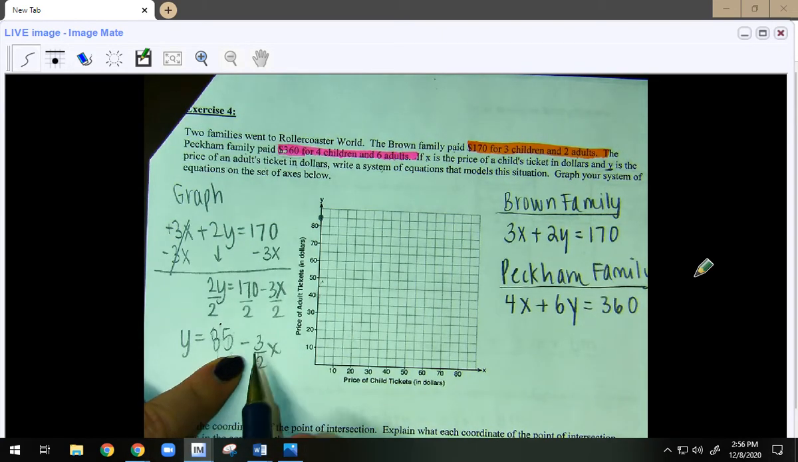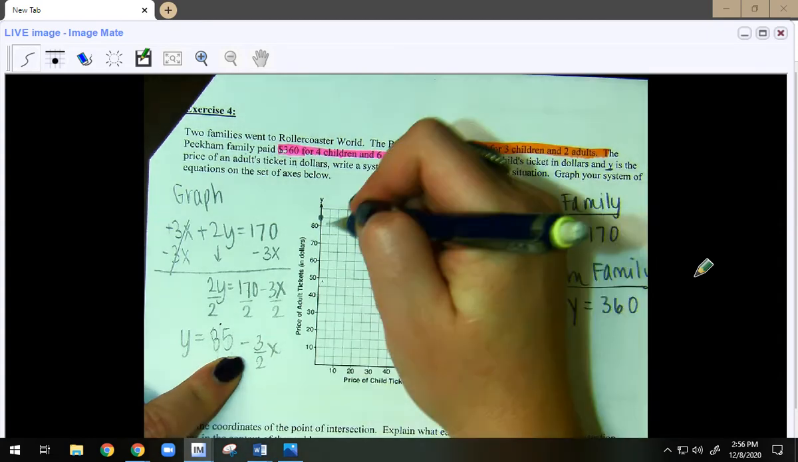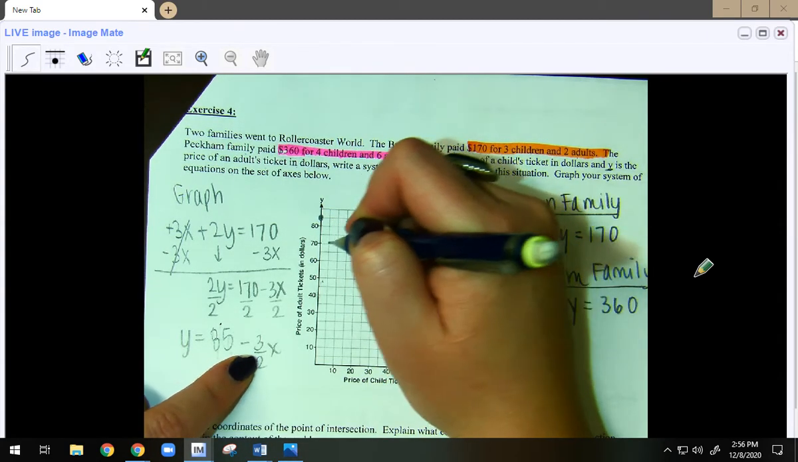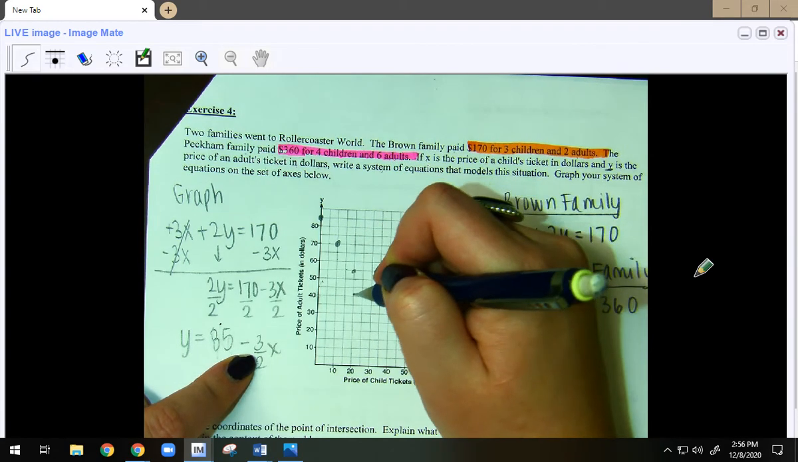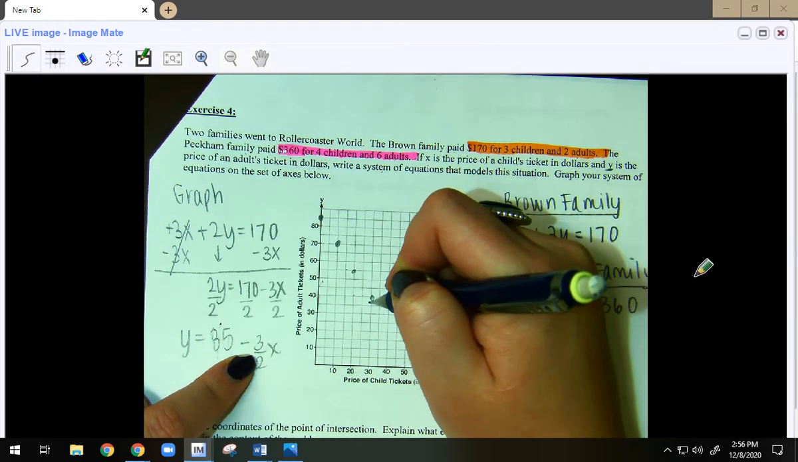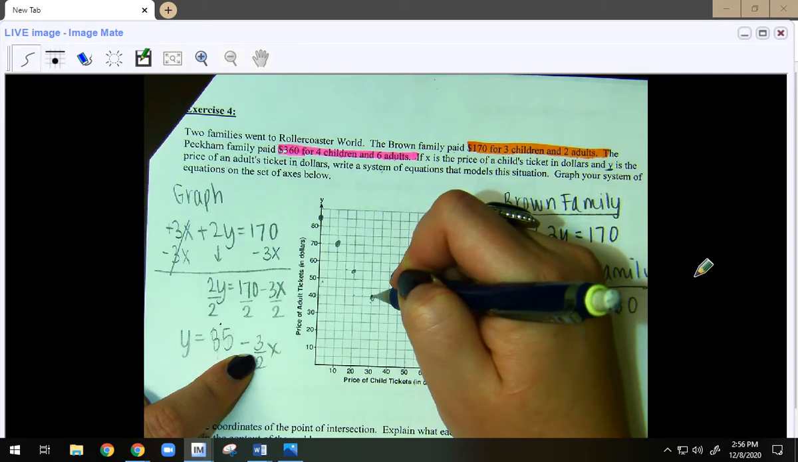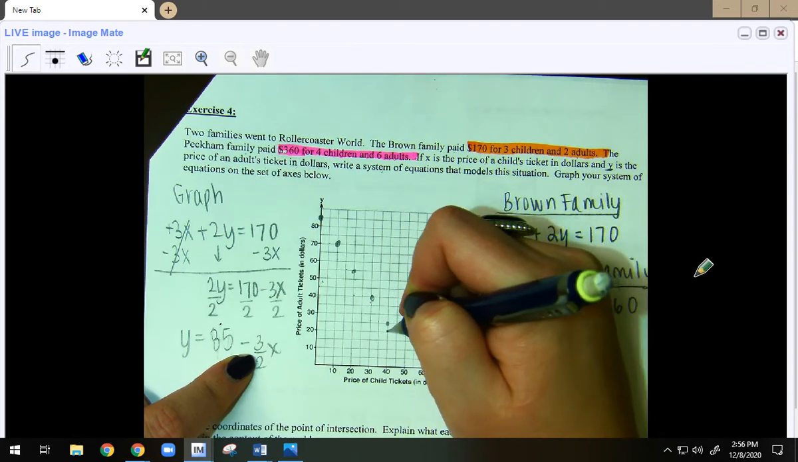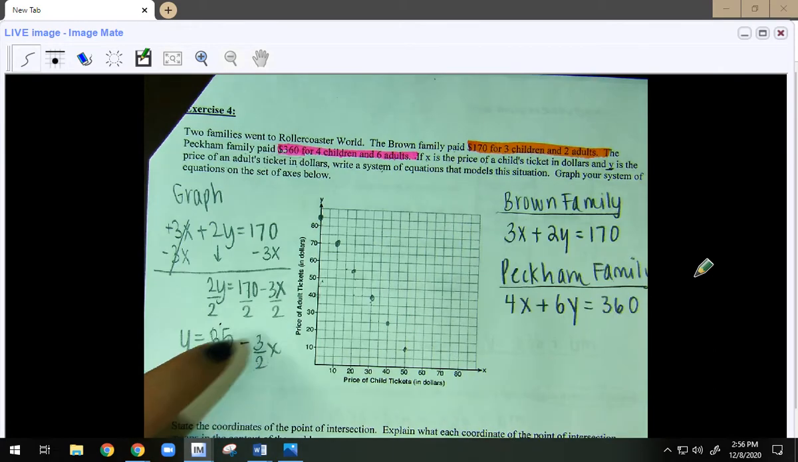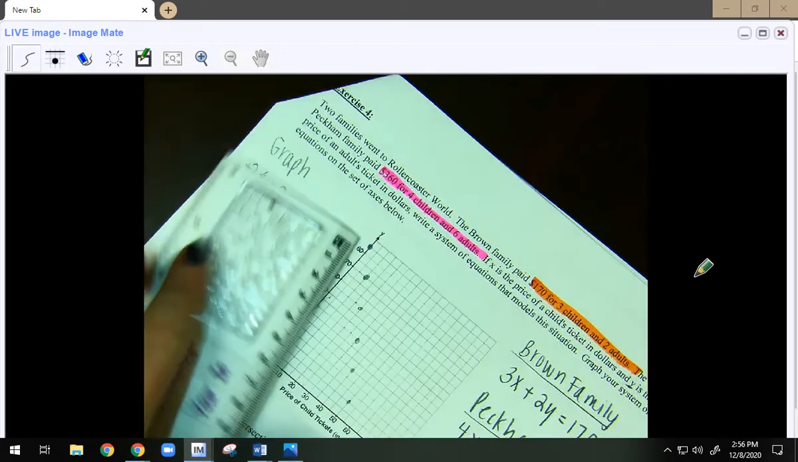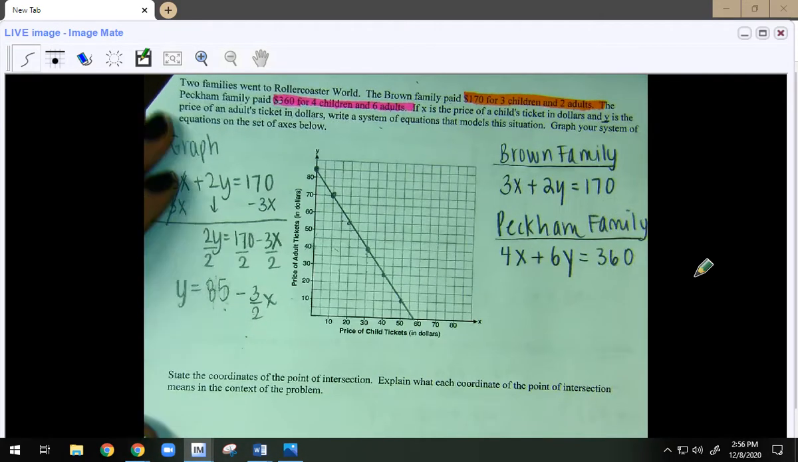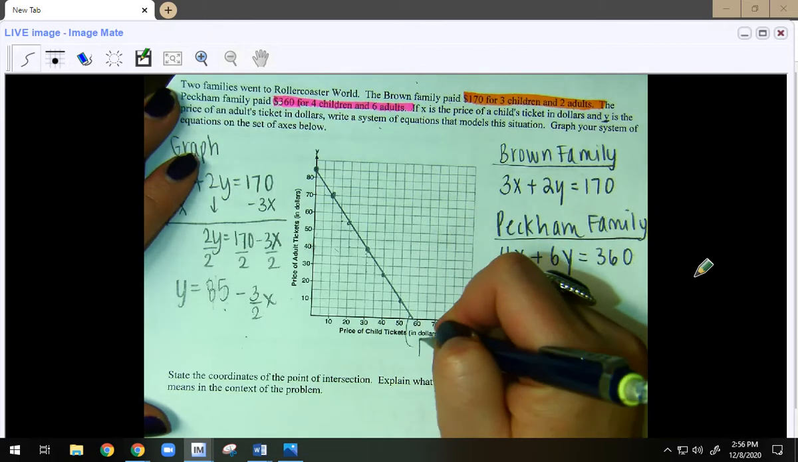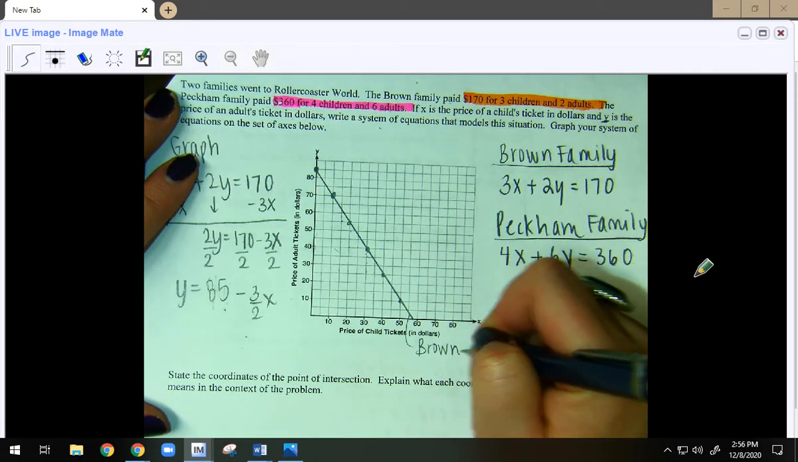And then this tells me how to move. So it says move down 3 boxes, 1, 2, 3, and then move to the right 2 boxes. Down 3 boxes, right 2 boxes. Okay. I'm just going to draw this line here. All right, so this is the Brown family.